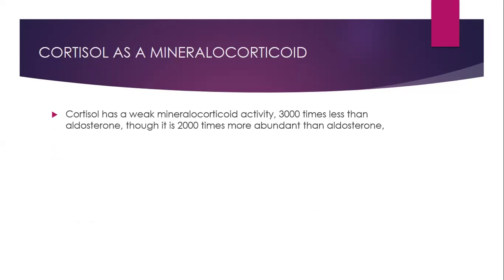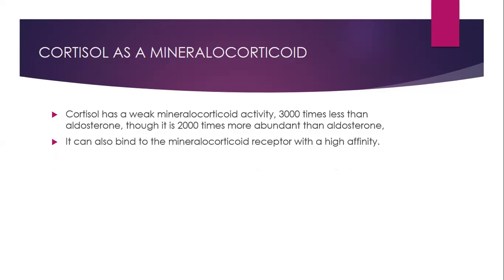So we go to cortisol as a mineralocorticoid. This is quite important. So remember, cortisol has a weak mineralocorticoid activity from our introduction. Actually, it is 3,000 times less than aldosterone in terms of its potency as a mineralocorticoid. But now something interesting is that it is 2,000 times more abundant than aldosterone. So quantitatively, you can see that cortisol has a relatively potent mineralocorticoid activity owing to the fact that it's really abundant in the body. So again, it can bind to the mineralocorticoid receptor with a very high affinity.